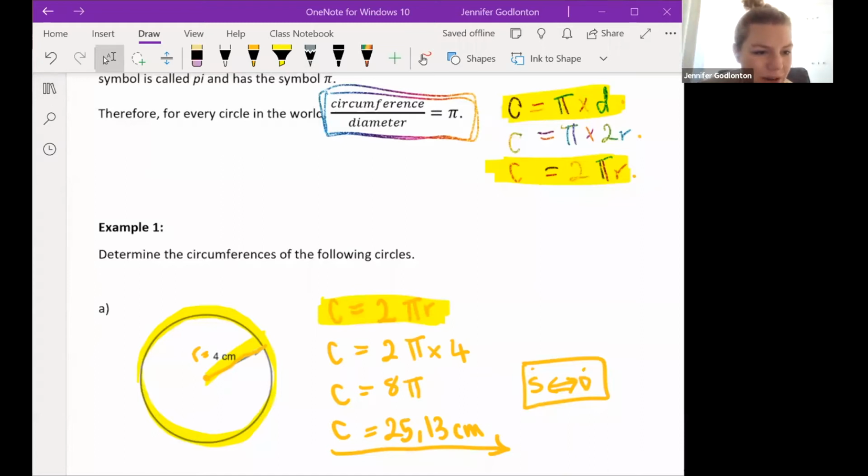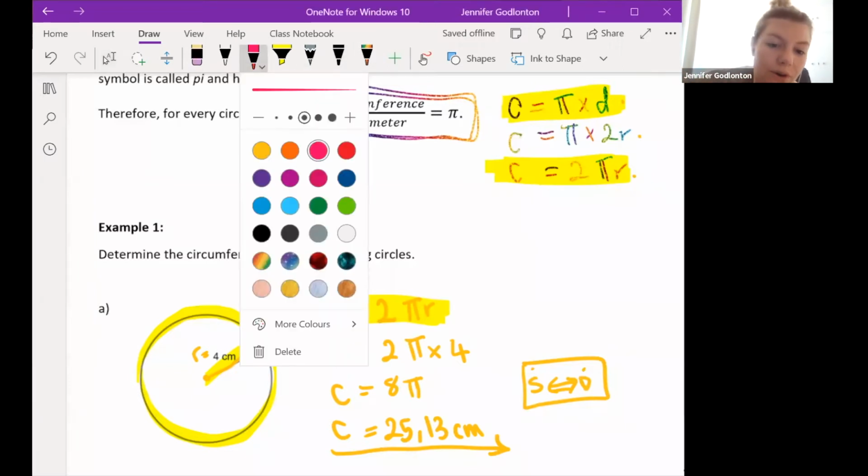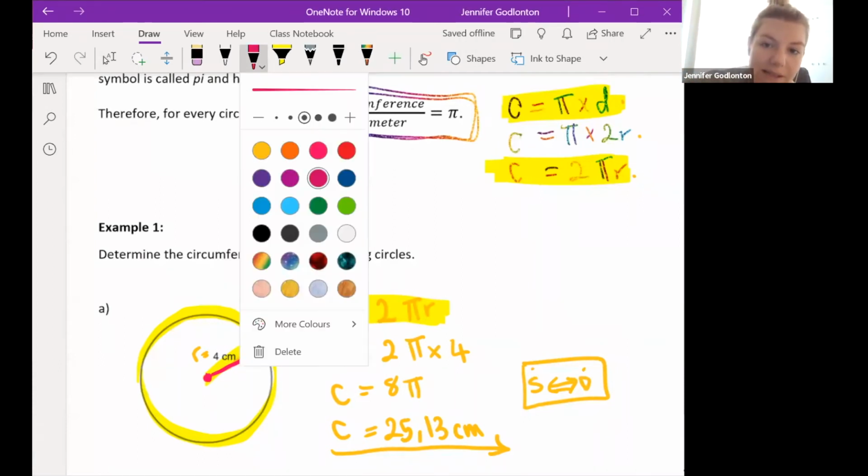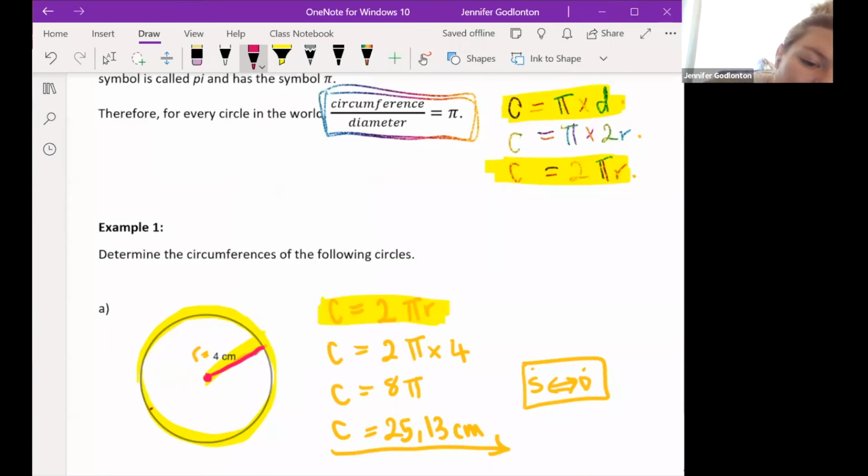Yes. Okay. We're getting good answers. How do we know if it's the radii or the diameter? Remember, the radius goes from the center to the outside. And the diameter, if this was a diameter, it would go all the way across. So that whole thing would be my diameter, and just half of it would be my radius. Let me take the yellow away so it's not confusing.